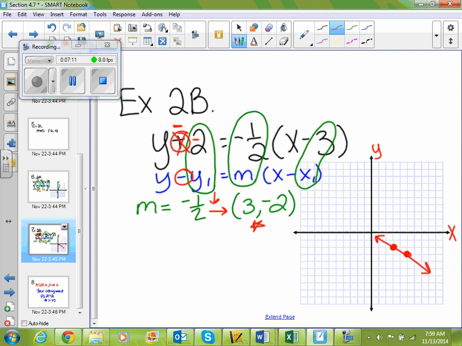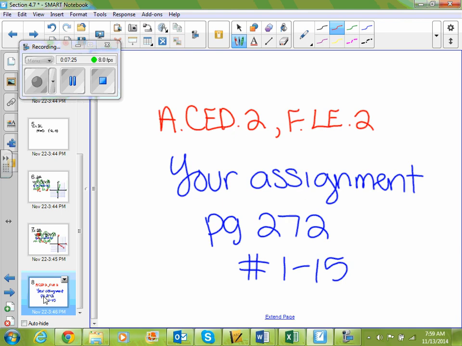So you guys are going to be working on point-slope form today, both graphing and writing equations in that form. You are taking a quiz on it tomorrow, so please try to get your assignment done in class. Your assignment is page 272, 1 through 15.